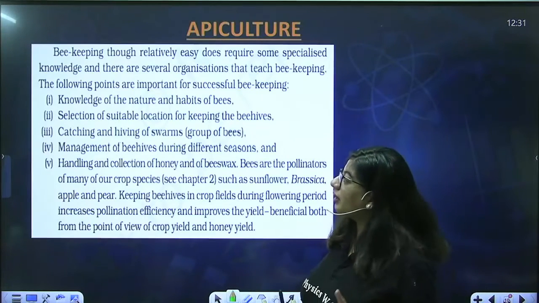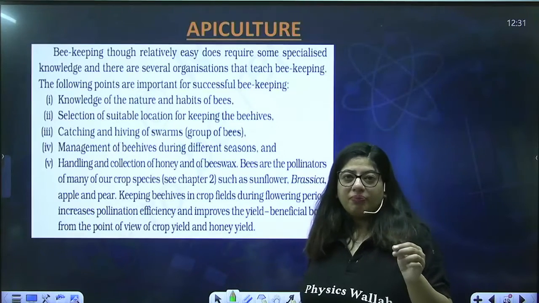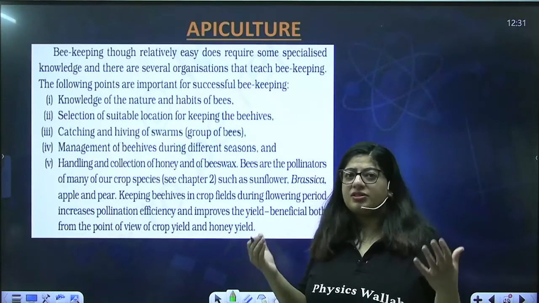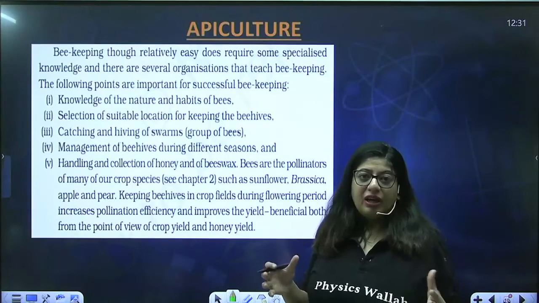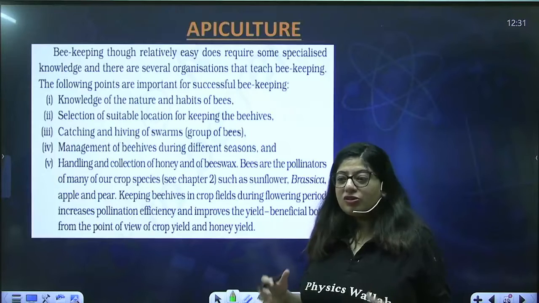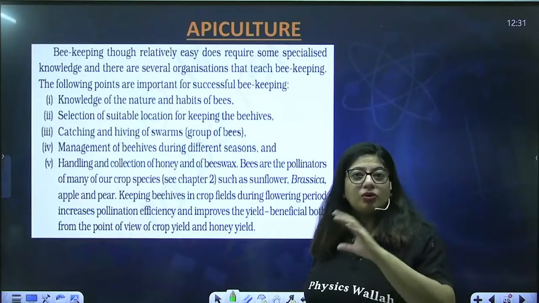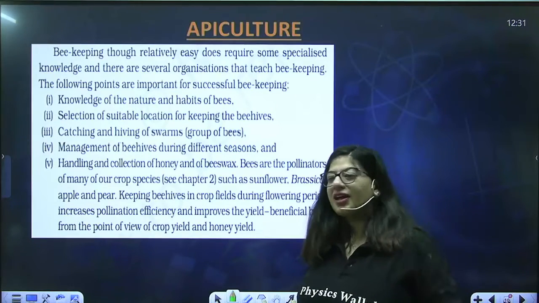And second thing, selection of location. Now where you want to put them. If you're putting them into the area where there are no flowers, no crops, no plants, it's useless. You will not see a large amount of honey in the beehive. But if you put it in a field where you also have planted a crop that's a flowering thing, right? So you can have a large amount of honey, because flowers are there, honey is there, everything is there.